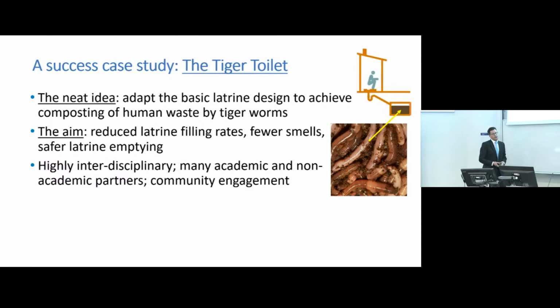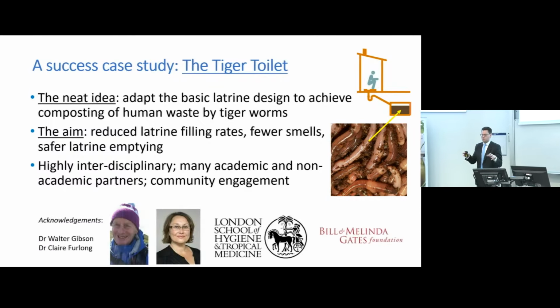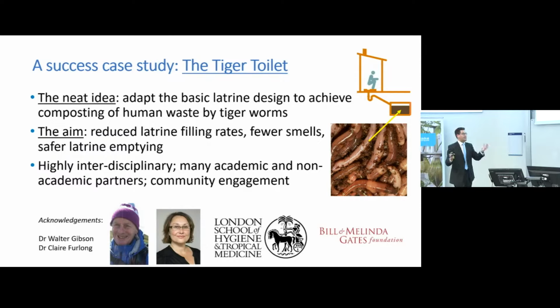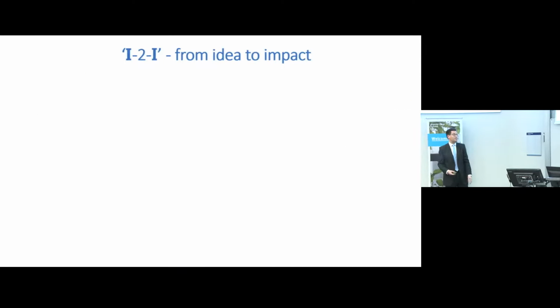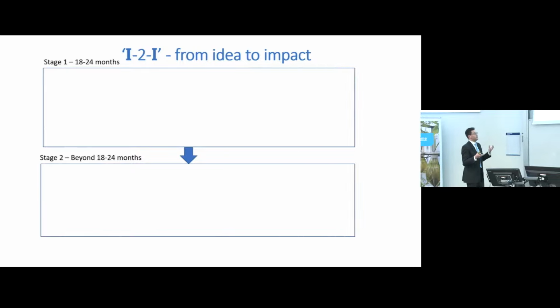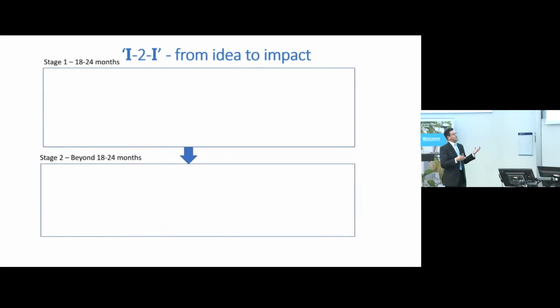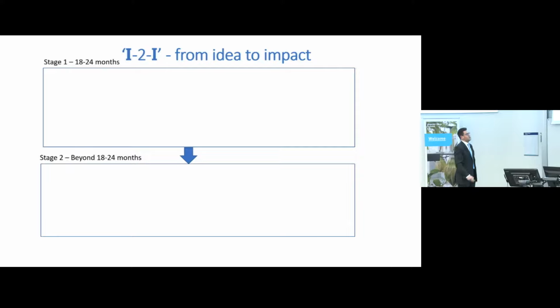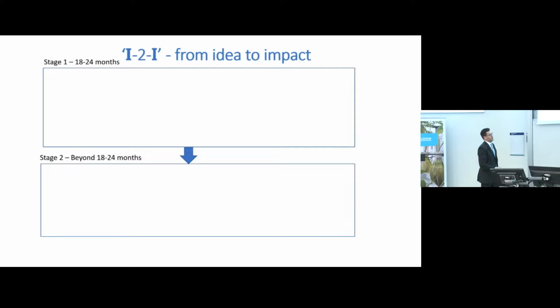And so it's a really good example, I think, of what I've coined eye to eye, seeing eye to eye. So it's really taking something from idea to impact. And the project really has two stages that you can think of. It was a four-year project, and stage one was the first 2 years. Stage two is beyond the first year and a half or 2 years.